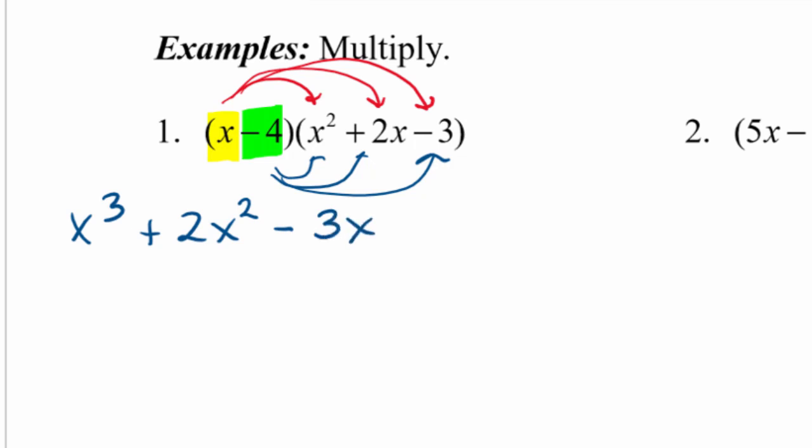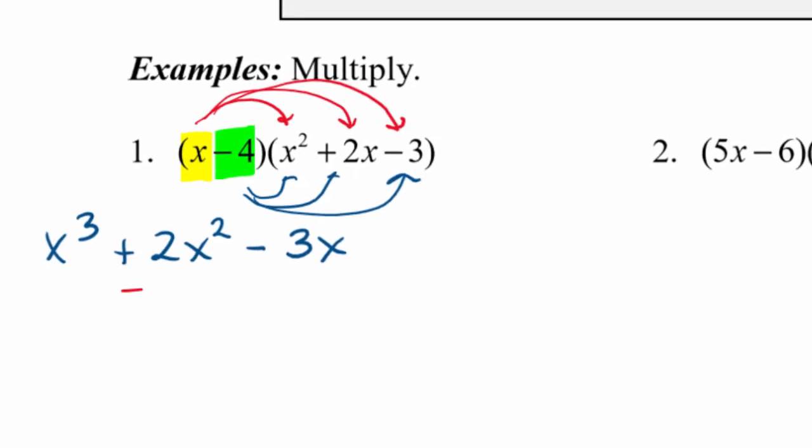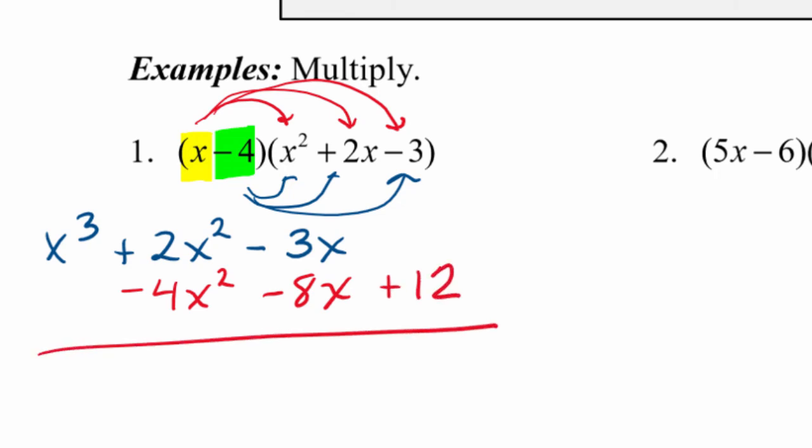Now I'm going to distribute that -4, and I'm going to line up the like terms as I go. So -4 times x squared is a -4x squared. -4 times positive 2x is a -8x. And -4 times a -3 is a positive 12. So notice how I've lined up the like terms. And now we're just going to add the like terms. So we get x cubed minus 2x squared minus 11x plus 12.